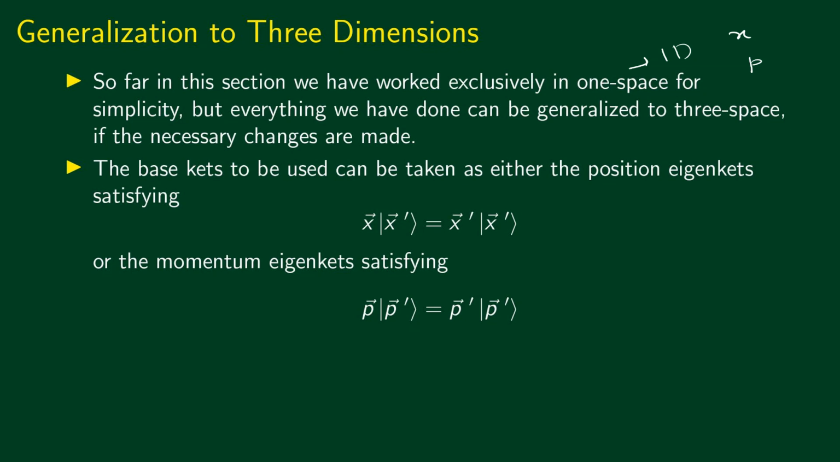The same thing can be done with the momentum eigenkets, and the eigenvalue equation can be written as p vector acting on ket p vector prime is equal to p vector prime multiplied by ket p vector prime. Again, the momentum operator is a vector operator. It has three components, and these eigenvalues also have three components. We have px, py, and pz. So collectively, we can simply denote it as p vector prime.